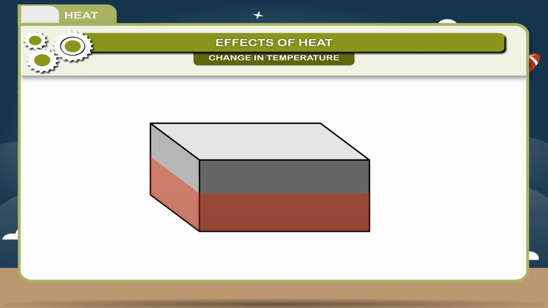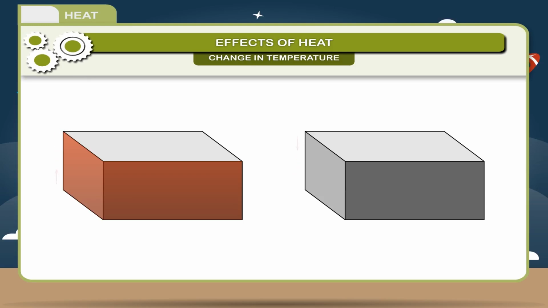When a body is cooled, it loses heat energy and its temperature falls. The extent of rise or fall of temperature of a body depends upon the quantity of heat gained or lost by it. We can say that if heat is the cause, temperature is the effect.